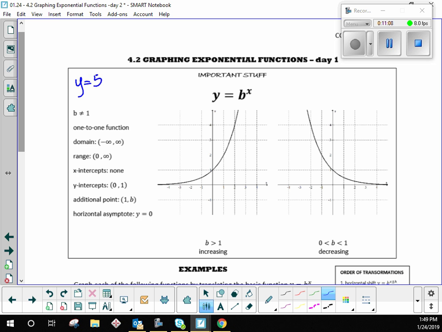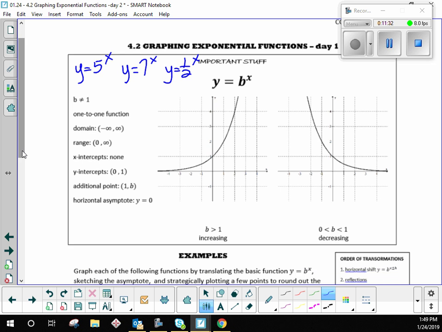Y equals 5 to the x. Okay, b is 5. Y equals 7 to the x. Y equals 1/2 to the x. Okay, so the base can change, and it changes the shape of the graph only a little bit each time, well, from the beginning. Later it changes differently as x goes out to infinity. But that's what the basic equation is representing.